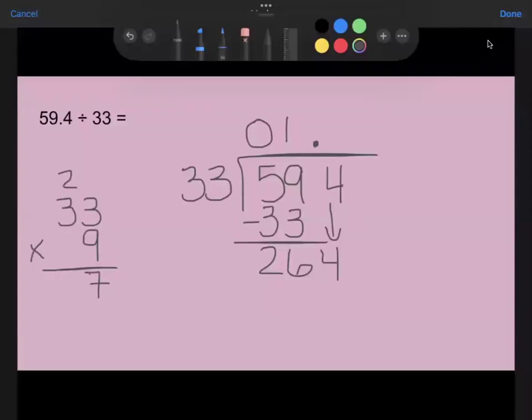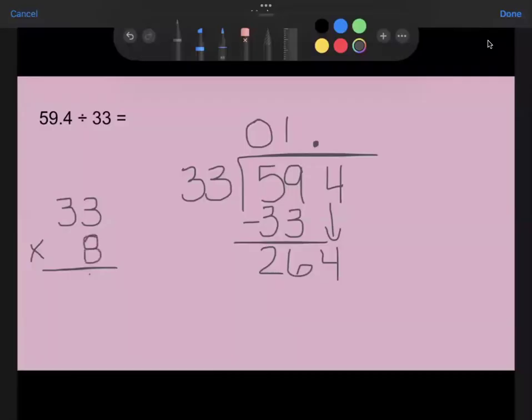Plus 2 would be 29. Okay, so 297, that's a little bit too much. That's past 264, but I am close. So I'm going to try 8 this time. Let me erase those. Okay, so I'm going to try 8.